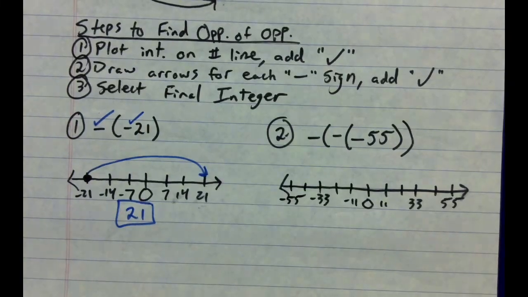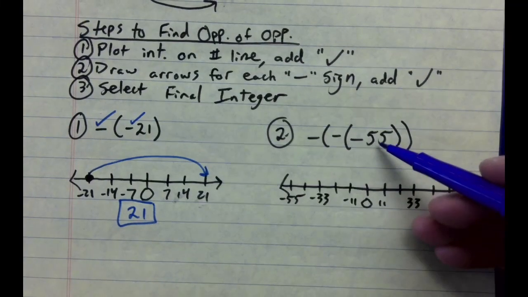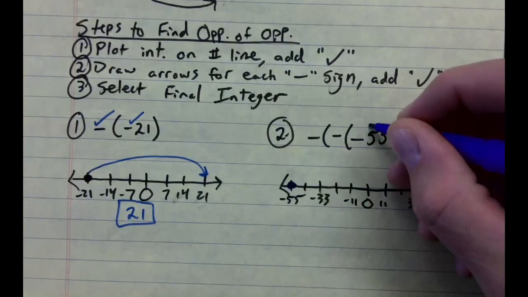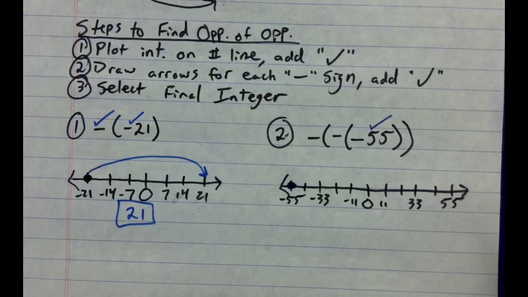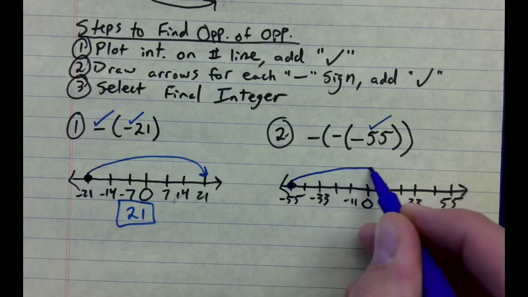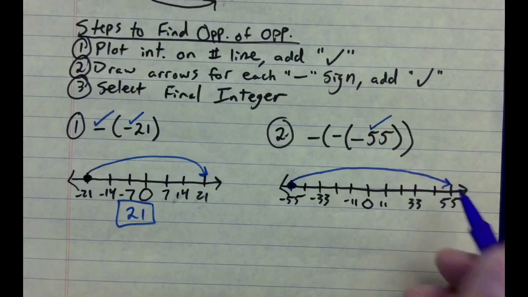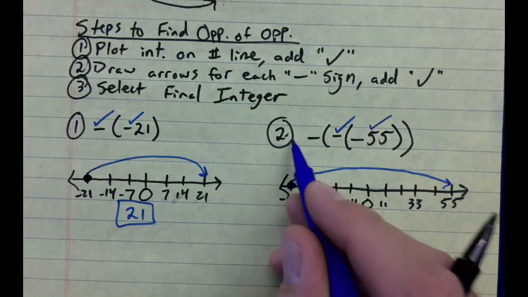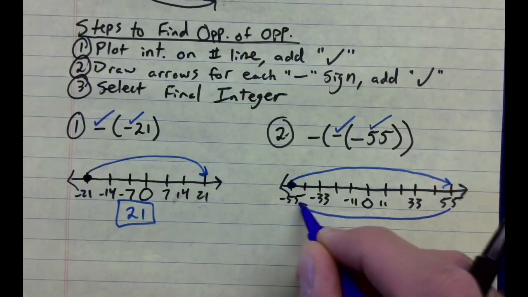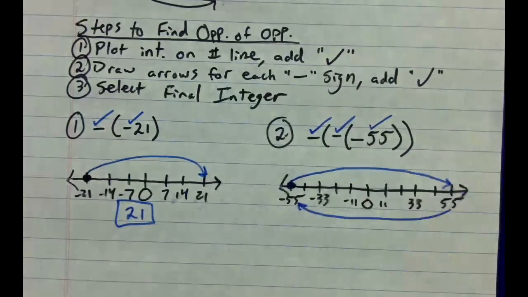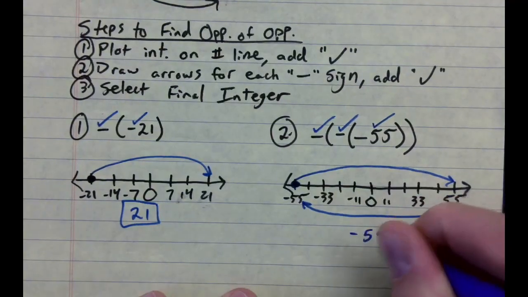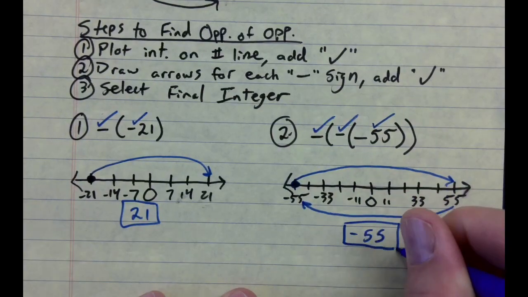All right, so step 1, plot the integer on the number line. We know our integer is negative 55, so we go to the left and plot it. Put a check because you just plotted it. Now draw arrows for each negative sign. So we know here's an opposite or a negative sign, so we go to the opposite. That's once. And then we still have one more, so we'll just follow that arrow all the way back to negative 55. So your answer is negative 55.